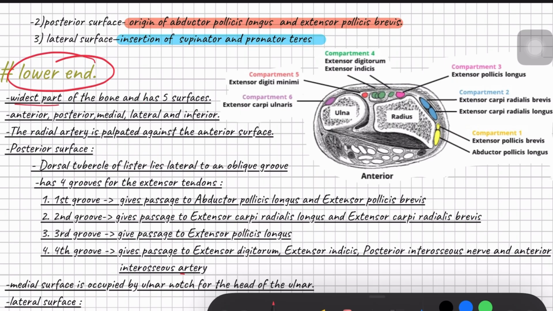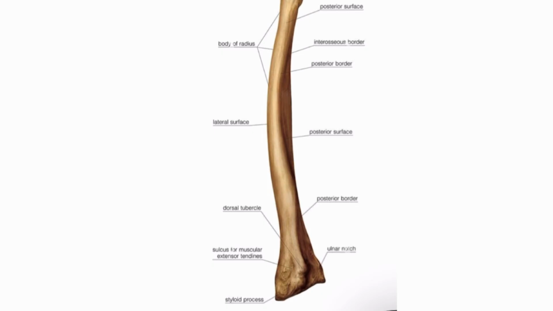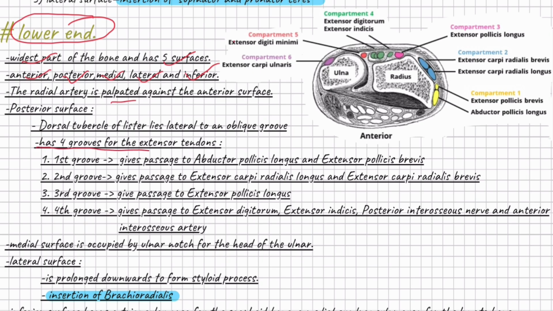It is the widest part of the bone and has 5 surfaces, that is anterior, posterior, medial, lateral, and inferior. Against the anterior surface, the radial artery is palpated. For the posterior surface, the dorsal tubercle of Lister lies lateral to an oblique groove. Talking about the groove, it has 4 grooves for the extensor tendons.